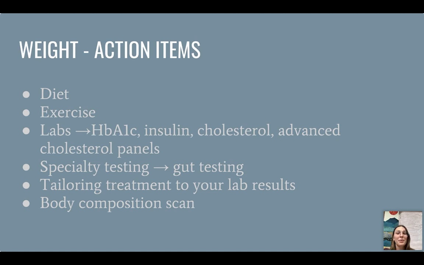And then we have testing. So this is what I describe as peeking under the hood. So simple serum or blood labs, such as hemoglobin A1C, fasting insulin. Those are some good sugar markers. Then we have cholesterol panels, sometimes advanced cholesterol panels. So I know quite a few of us in here run advanced cholesterol panels. So that might be like an NMR panel, oxidized LDL, things like that. Inflammation markers are also going to be important here. Sometimes specialty testing actually might also be indicated.